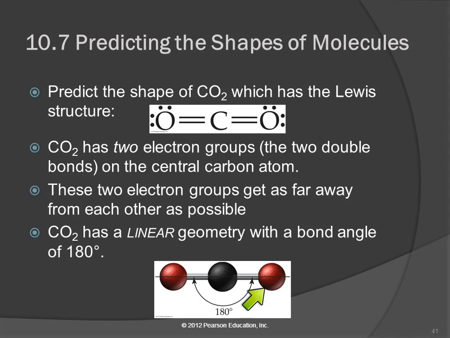So when there are two groups, they will go to opposite sides of the central atom, and we get a linear geometry. These three atoms fall in a line. And we talk about bond angles, and we're talking about the angle between these two atoms with the central atom as that apex. And so this angle doesn't really look like much of an angle. It looks like a line, because it is a line. The angle is 180 degrees. Any questions about that one?